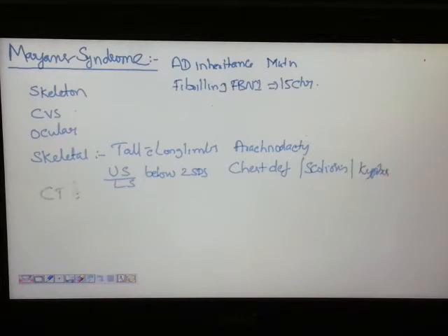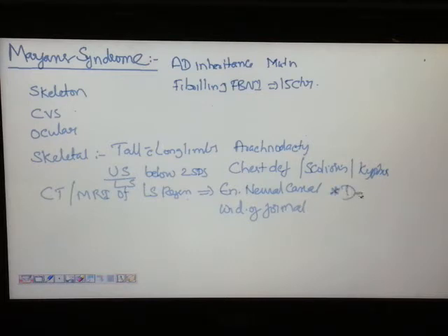And a very important thing, CT or MRI of the lumbosacral region shows an enlarged neural canal, widening of foramina, and, very important, dural ectasia. Along with this, there can be a high arched palate with high pedal arches, pes planus.